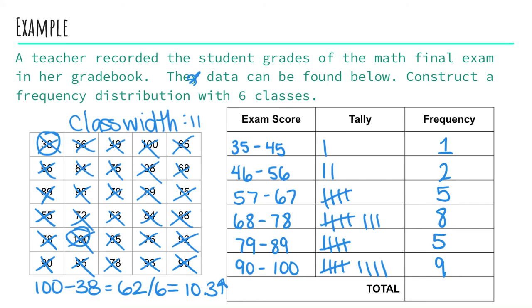Let's go ahead and add all of these. When I add all of these up, I get a total of 30. So we have done this correctly.